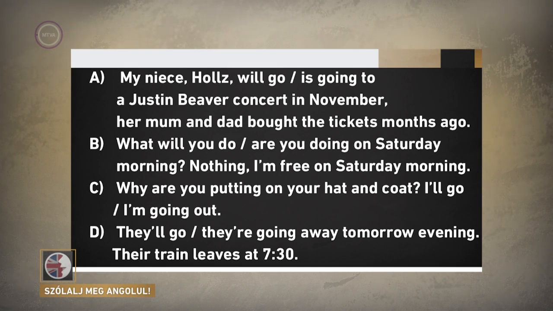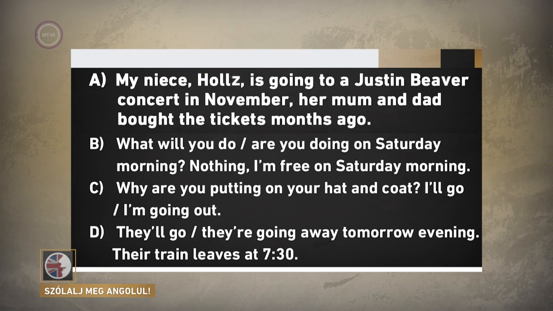Yes, you're right. If they bought the tickets months ago, it can't be a spontaneous decision. It has to be a plan. They thought about this before. They arranged this. They planned this. And if they planned it, which form do we use? That's right. We use going to. So, in the first sentence, the correct sentence is, my niece Holly is going to a Justin Bieber concert in November. Her mum and dad bought the tickets months ago.